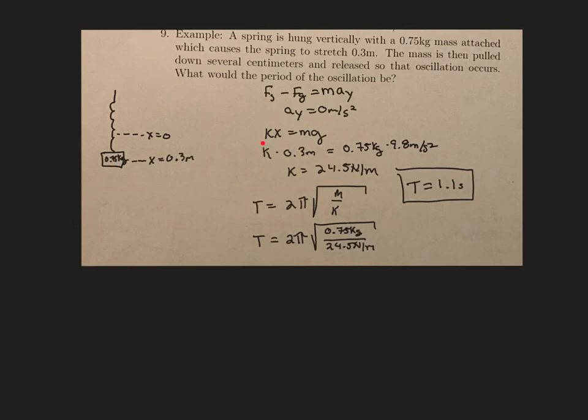So we can say that the spring constant times the distance the spring is stretched is equal to mass times our gravitational field strength. So I plugged in the 0.3 meters for x, the 0.75 kilograms for mass, and the 9.8 meters per second squared for the gravitational field strength. That gives me a spring constant of 24.5 newtons per meter, which then I can plug in and say our period is equal to 2 pi times the square root of 0.75 kilograms divided by the 24.5 newtons per meter. And that gives us a period of 1.1 seconds.